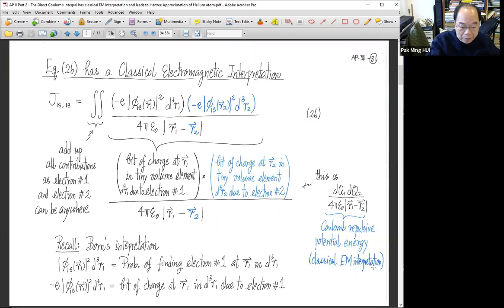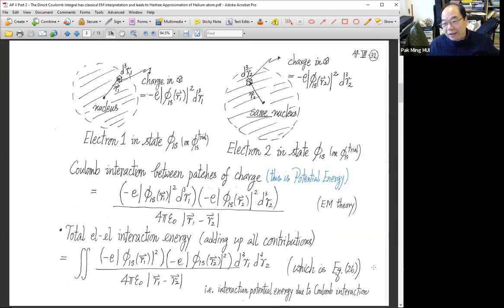All right. So, you know, another cartoon way, I have a nucleus. If I think about the first term, first bracket, it is about electron number 1.